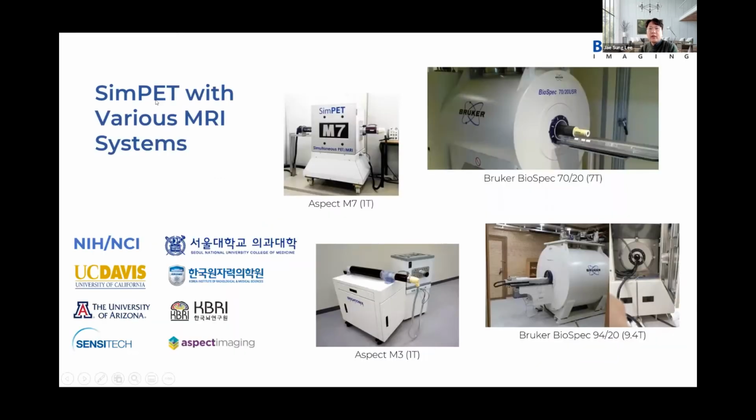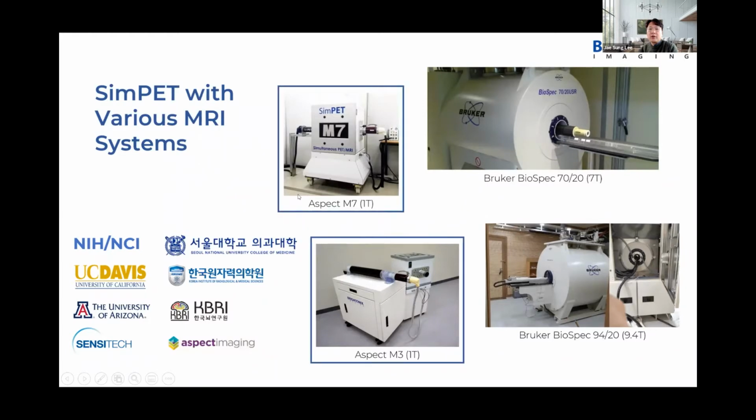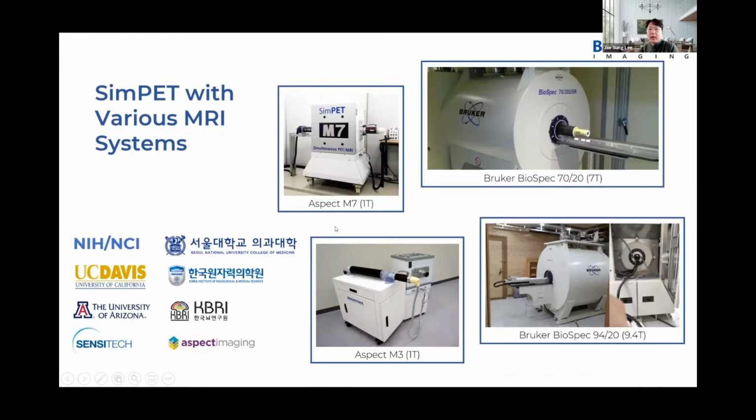The SIMPET system of Brightonix Imaging, a small animal PET solution for simultaneous PET-MR, has been combined with various MRI systems. For example, it was combined with the permanent magnet-based MRI of Aspect Imaging, and it has also been combined with ultra-high-field MRI, such as 7 Tesla and 9.4 Tesla MRI.